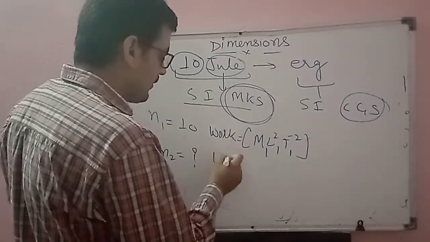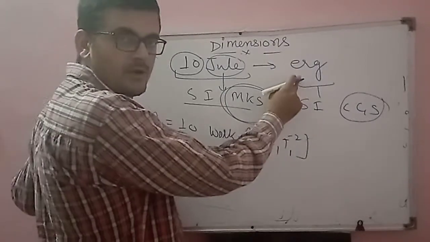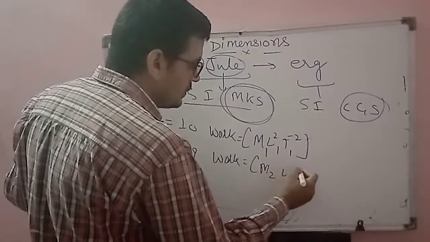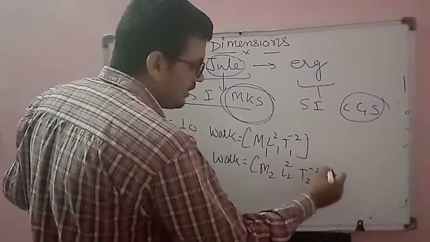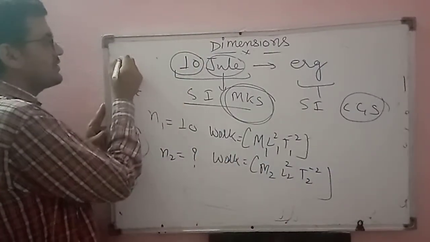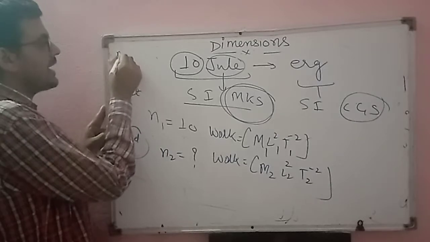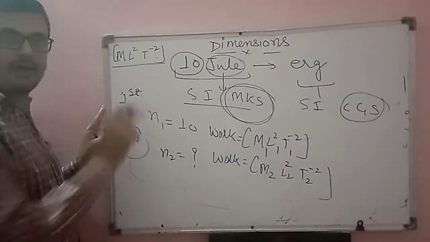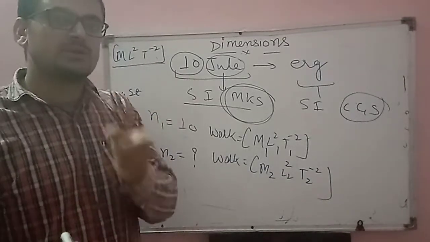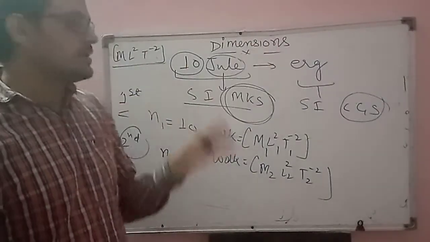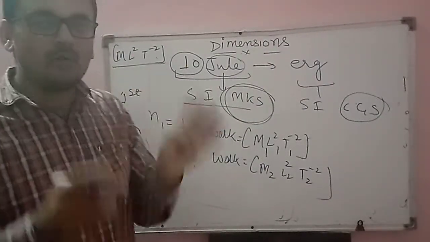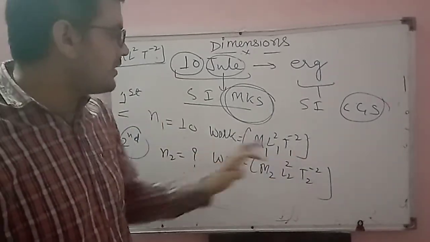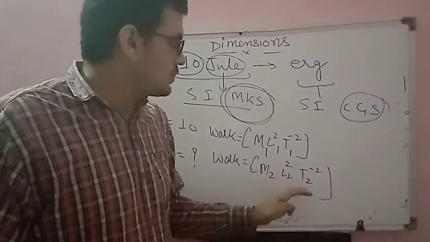The dimension for the second unit system, beta, work will be always work. If the dimension will be the same, how will we represent it? M2 L2 square T2 power minus 2, because the dimension of work is ML2 T power minus 2. Those who don't know how to find it, you just watch my last video, in which I have explained in detail how we calculate the dimension. This is the dimension of work. For the first unit system we represent it by 1, 1, 1. For the second unit system we represent it by 2, 2, 2.